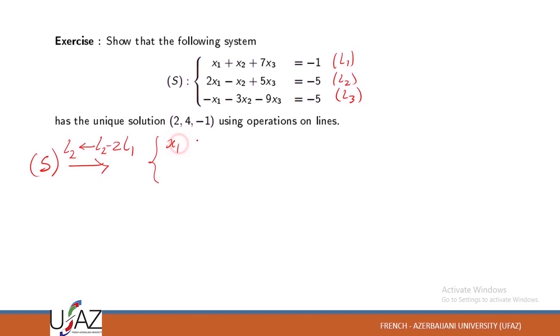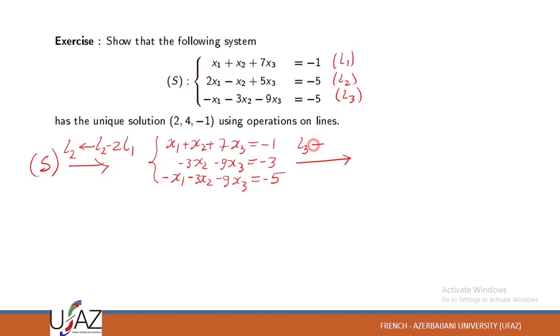x1 plus x2 plus 7x3 is minus 1. Minus 3x2 minus 9x3 is minus 3. This is minus x1, minus 3x2, minus 9x3 is minus 5. Then I will cancel this coefficient, minus 1. Because of this, I will use this elementary operation. Instead of the third line, I will write third line plus first line, and the system will be this one.